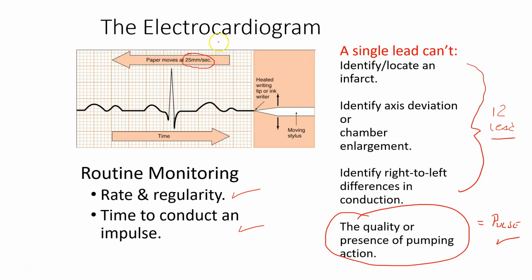So that means that in 1 minute, we have 1,500 small blocks going across the paper. That's what happens. In 1 minute, it takes 1,500 small blocks to go across. Anything going across this horizontal line is going to be time. Anything that goes across the vertical is going to be seen as voltage. We're primarily dealing with time, and that's where our focus is going to be for most of ECG interpretation.